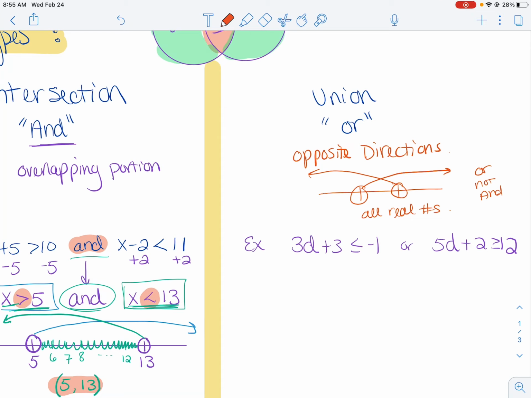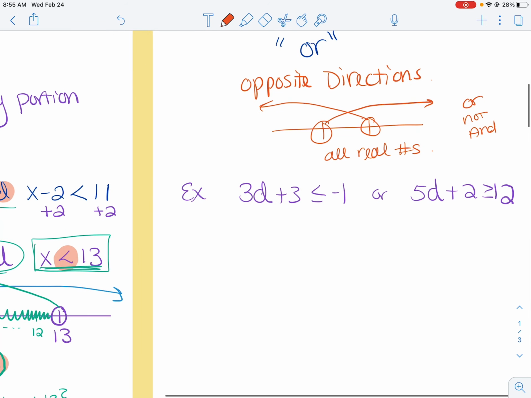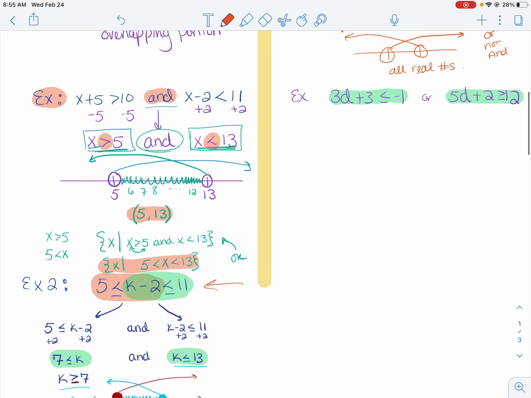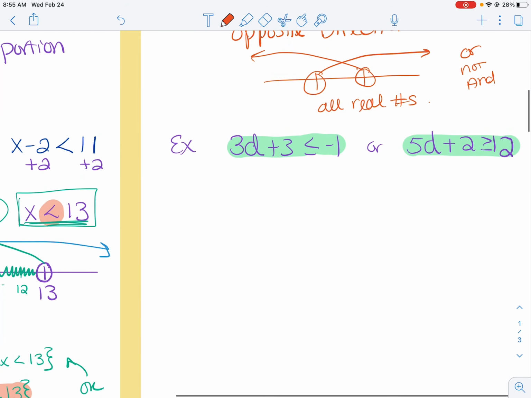But let's look at the example here and see what we can come up with. So the first problem says 3d plus 3 is less than or equal to -1, or 5d plus 2 greater than or equal to 12. All right. ORs are never going to be connected like the one that we just looked at here. They're never going to look like that. They're always going to have the word OR in between them.